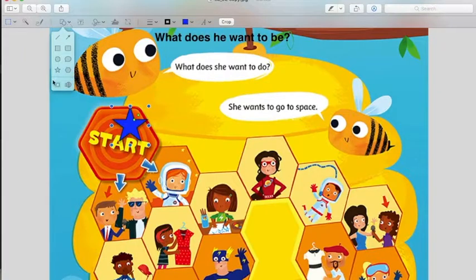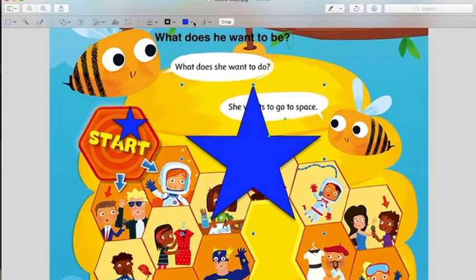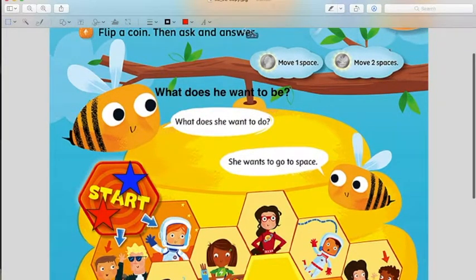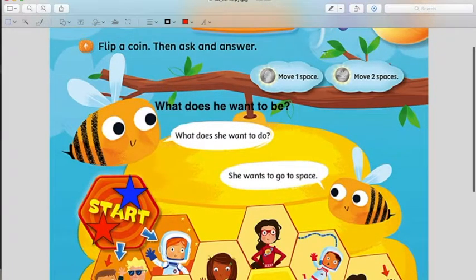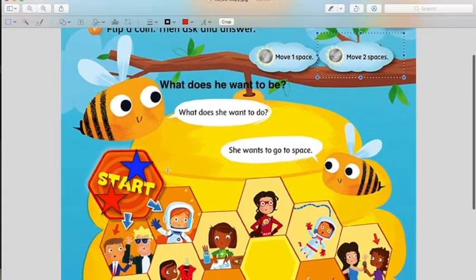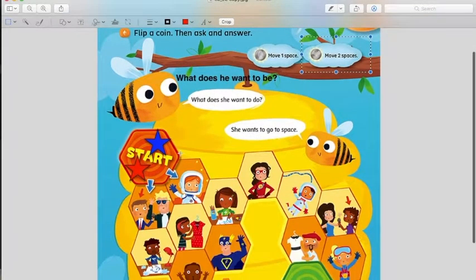Maybe another student can be color red. So if I win paper, scissors, rock, then I go first, right? And if I flip the coin, I get tails. I got this one here. So I will move two spaces. I will go 1, 2.